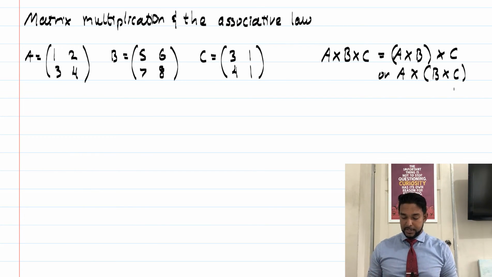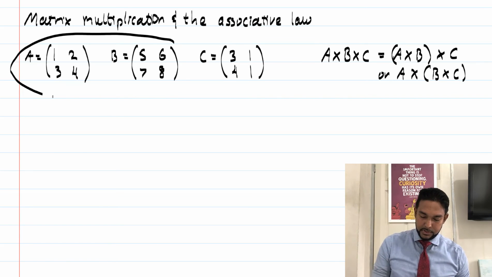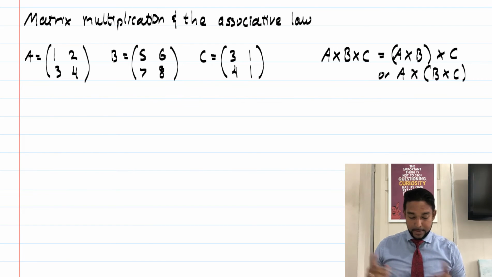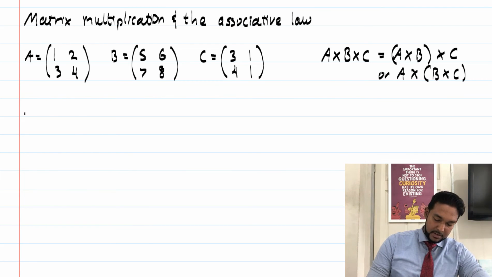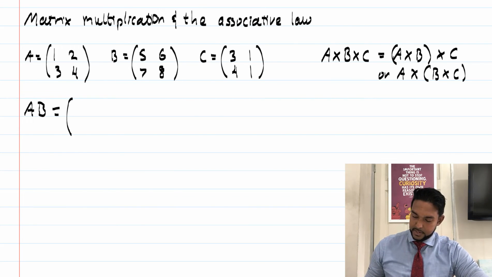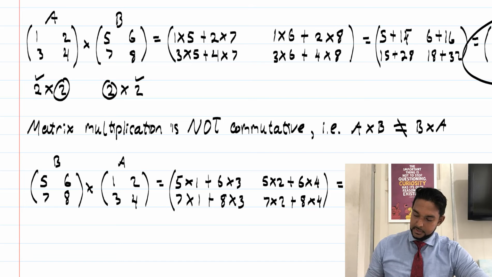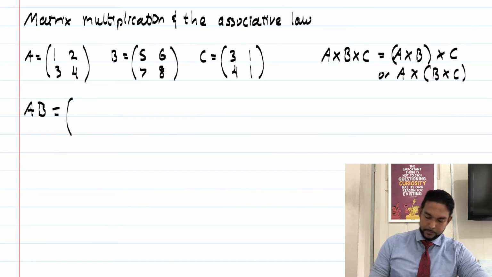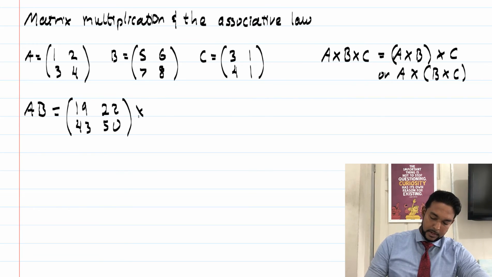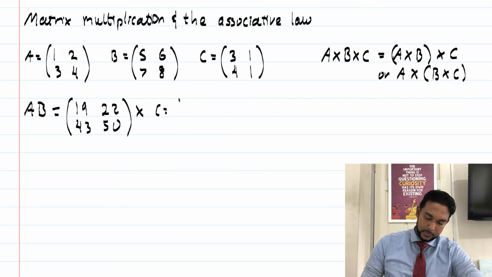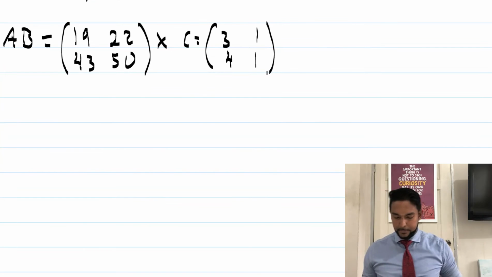Now, I am going to show you how this works. But of course, I'm going to save some time because if you notice, the two matrices that I brought here are the same two from before. So I already have an answer for the product of A by B, so I'm just going to skip back to that page. I'm going to pull this 19, 22, 43, 50. So 19, 22, 43, and 50. And I'm going to multiply it by C, which is equal to 3, 1, 4, 1. First four digits of pi.